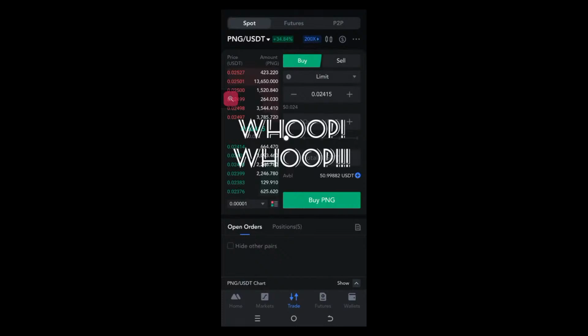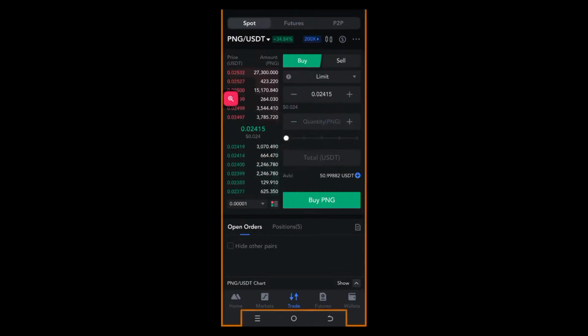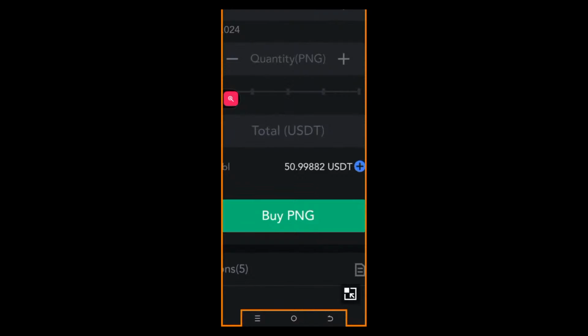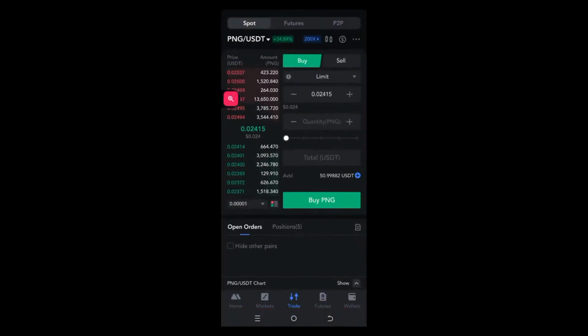Whoop, whoop. Can you see that? PNG has executed a second time. Awesome. And what do we have here? We've got 99 cents. Beautiful. This is practically almost $1. That is interesting. We made almost $1, which was almost 2% on PNG.